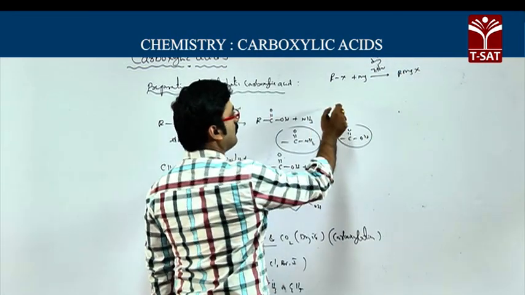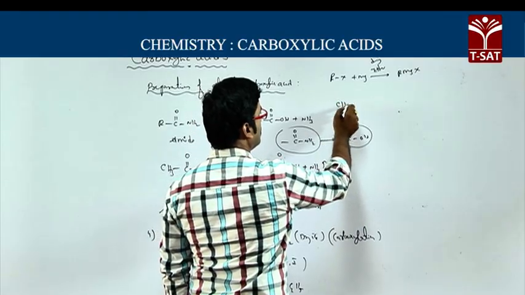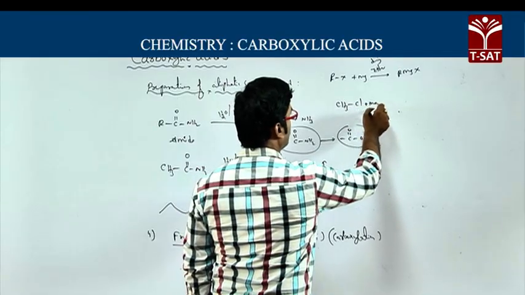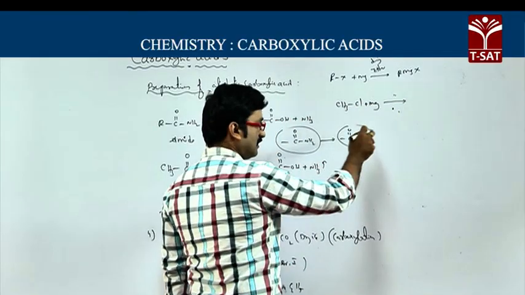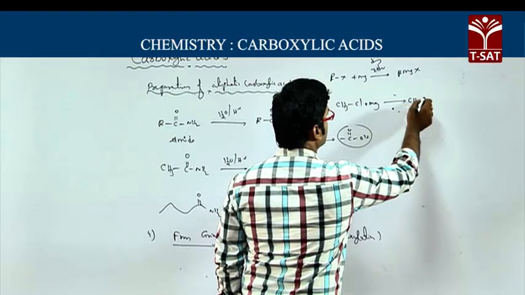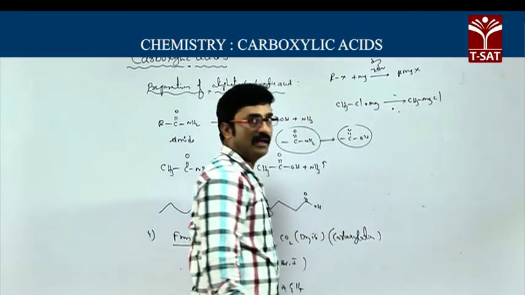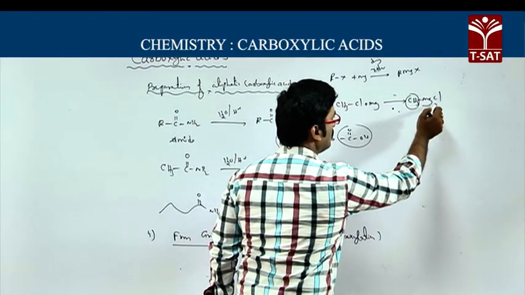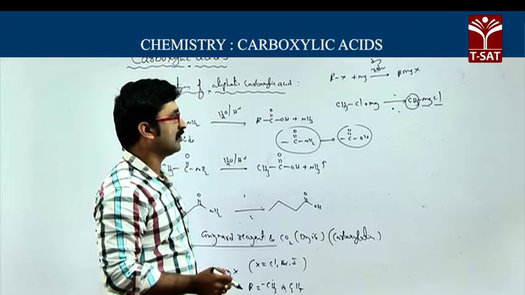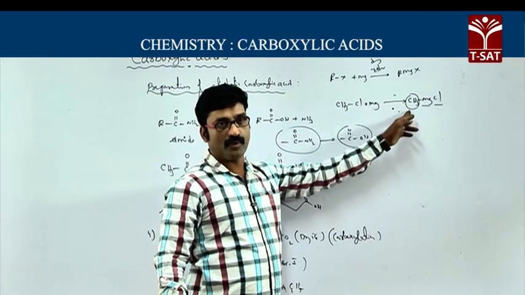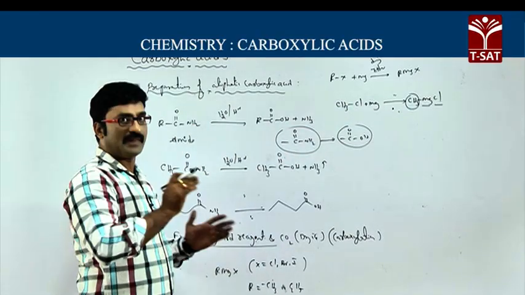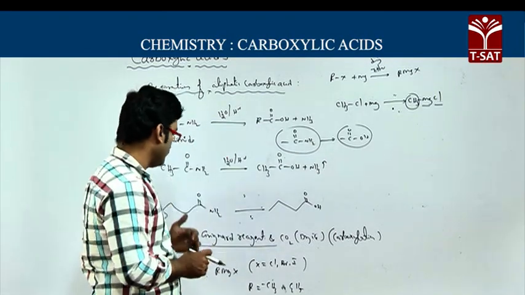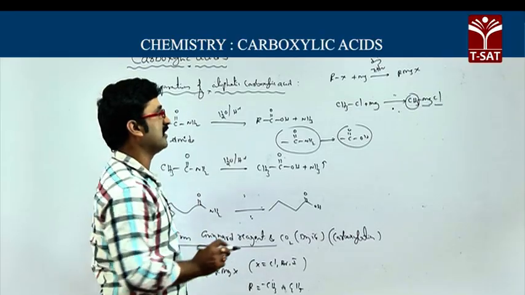Here you will get RMgX. For example, say I have taken CH3Cl, methyl chloride. Methyl chloride on reaction with magnesium in the presence of dry ether, you will get CH3MgCl. And what is the name of this compound? This is methyl magnesium chloride. Now we'll discuss how carboxylic acids are prepared from Grignard reagent and carbon dioxide.